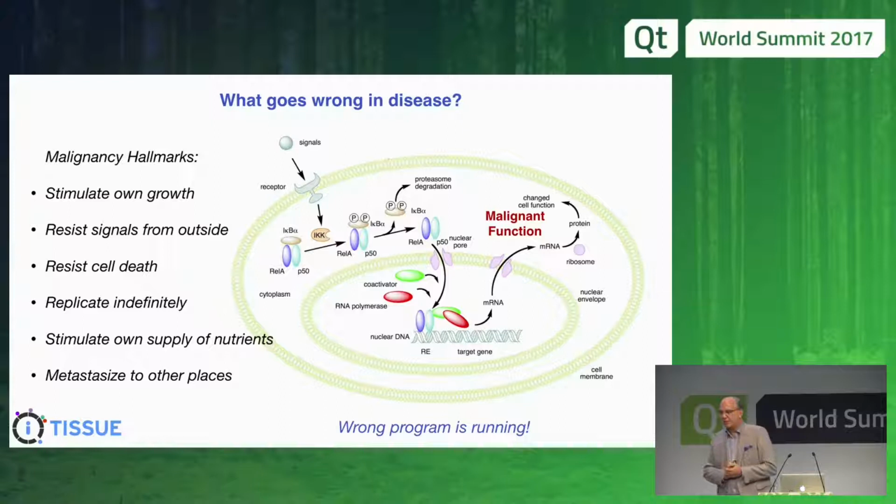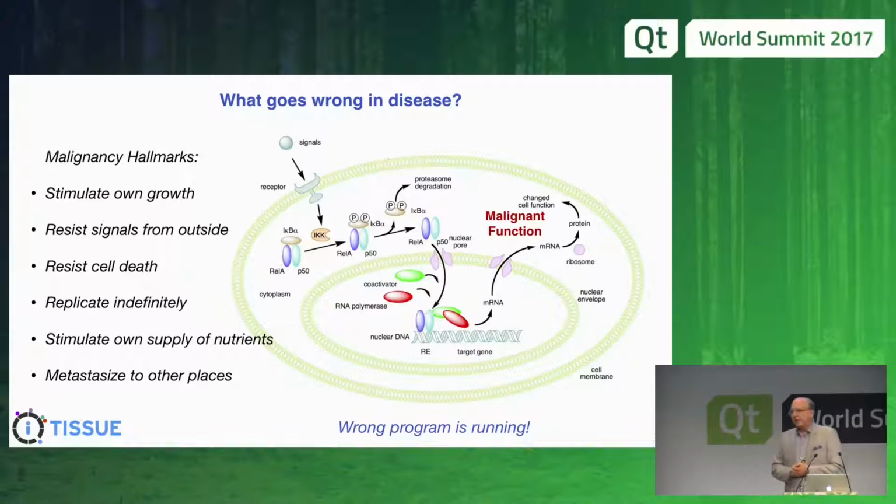And so malignancy in human cells is characterized by a number of hallmarks. It will stimulate its own growth instead of doing its normal function. It resists signals from the outside, signals that it's doing a bad thing and it should really be committing suicide, or apoptosis in cell language. So it's resisting cell death. It's replicating indefinitely. And it is very good at what it's doing, because it can create its own supply of energy and nutrients. And then, to make it worse, it starts to metastasize and go somewhere else and form a new colony and do the same thing. So they're rather unpleasant characters.